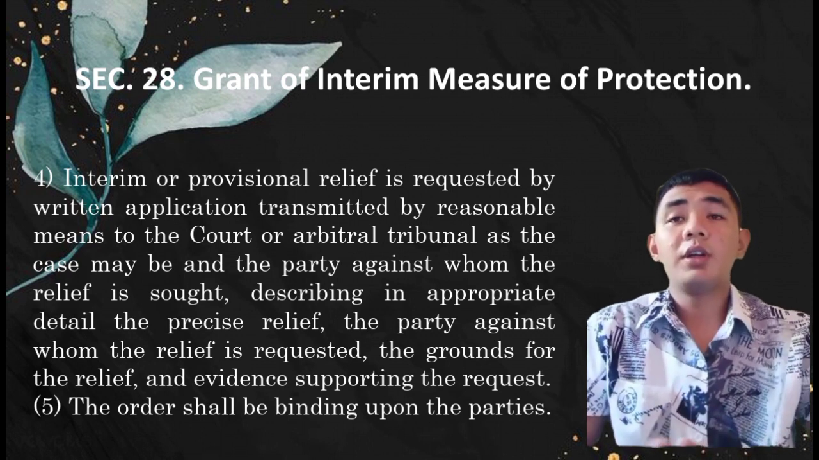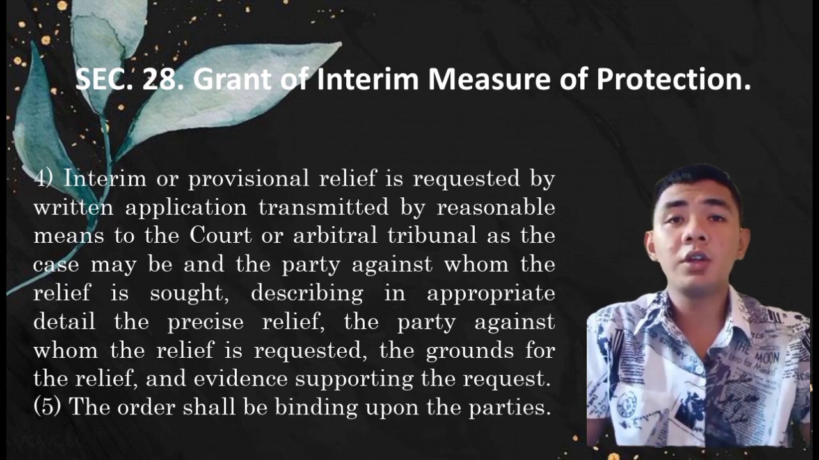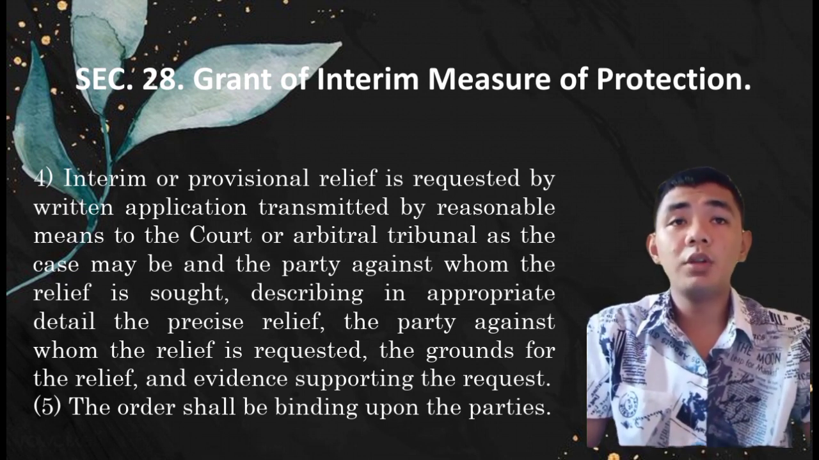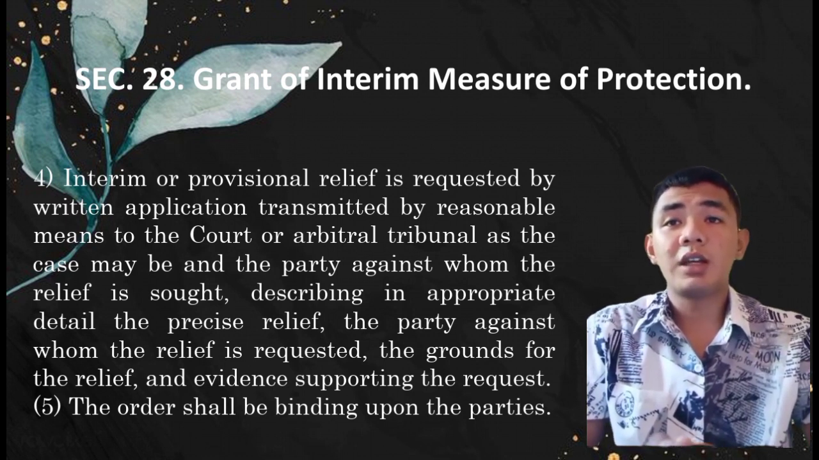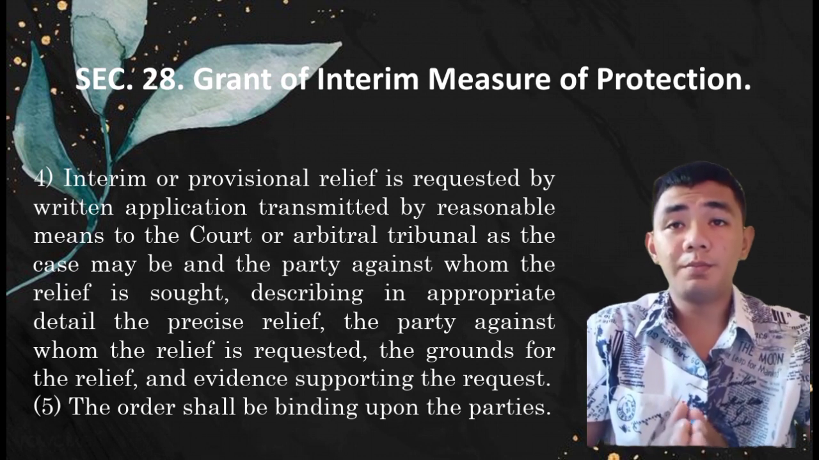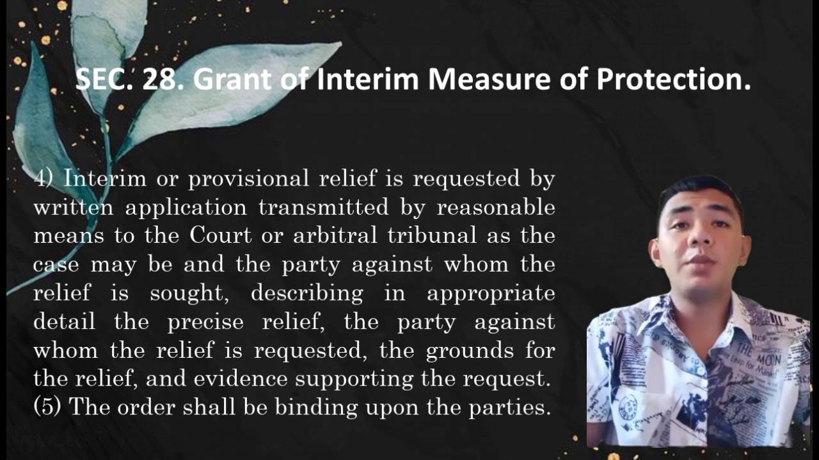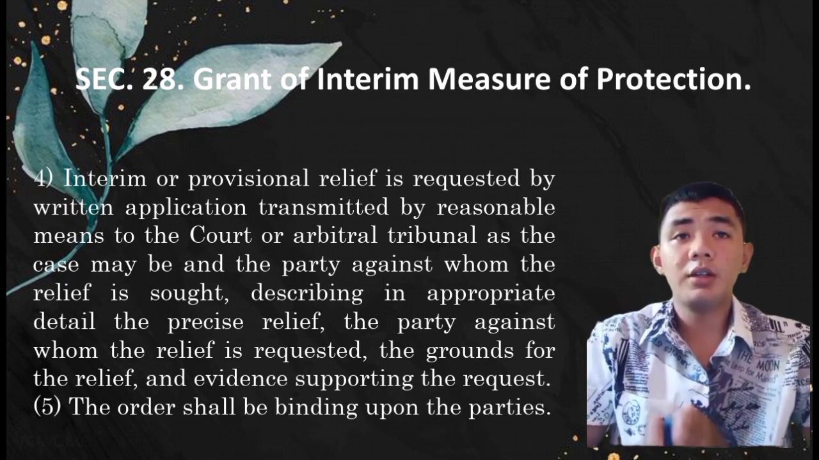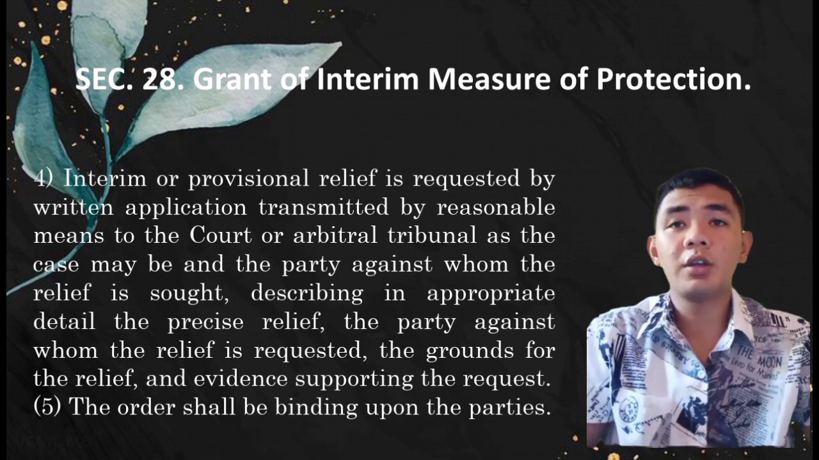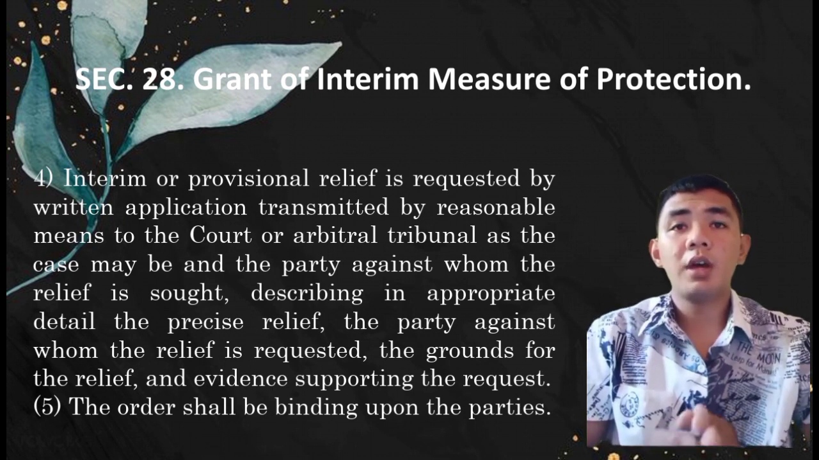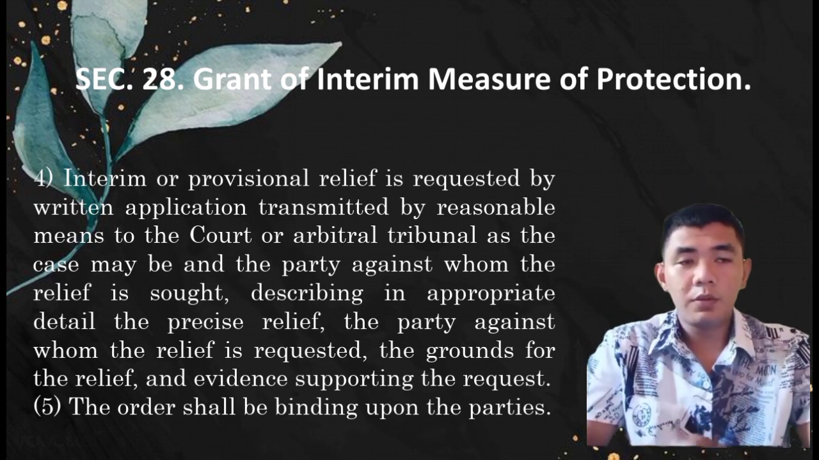Paragraph 4. Interim or provisional relief is requested by written application transmitted by reasonable means to the court or arbitral tribunal, as the case may be, and the party against whom the relief is sought, describing in appropriate detail the precise relief, the party against whom the relief is requested, the grounds for the relief, and the evidence supporting the request. Paragraph 4.